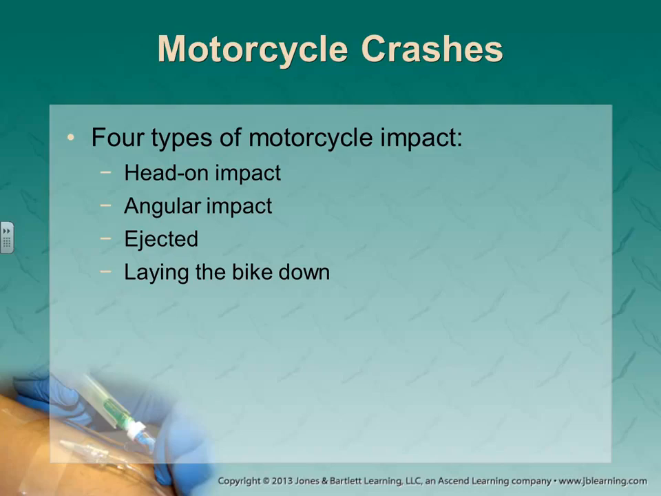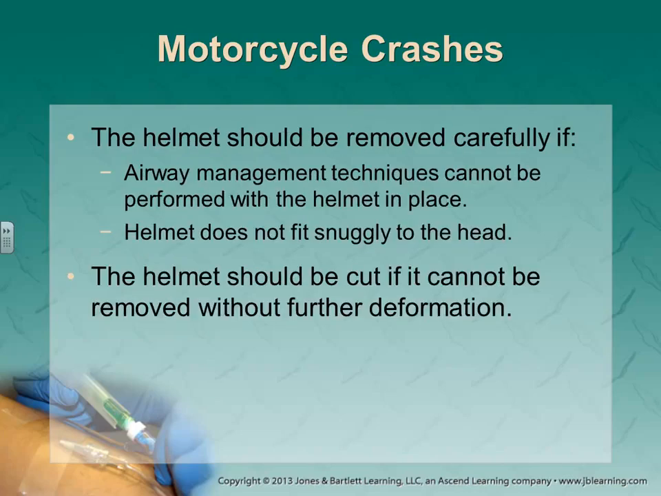Well, whether he wanted it or not, he did. You got your angular impact. That's where the motorcycle strikes an object or another vehicle at an angle so that the rider sustains direct crushing injuries, all right? So it hits and then it gets caught.